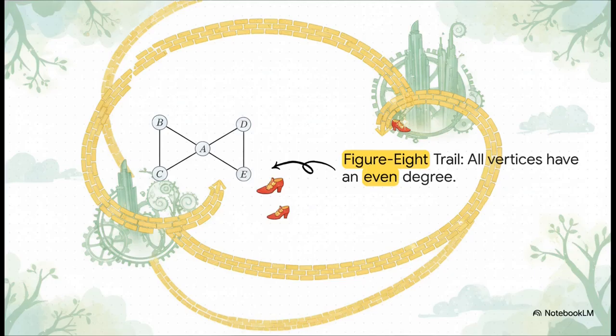Let's read the degrees. B, C, D, and E on the outside? They all have 2 edges touching them. They're even. What about that central vertex, A? It has 4 edges touching it, also even. Because all vertices have an even degree, we know for an absolute fact we can complete an Euler circuit here.